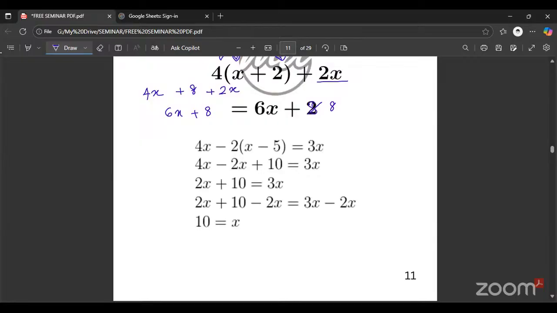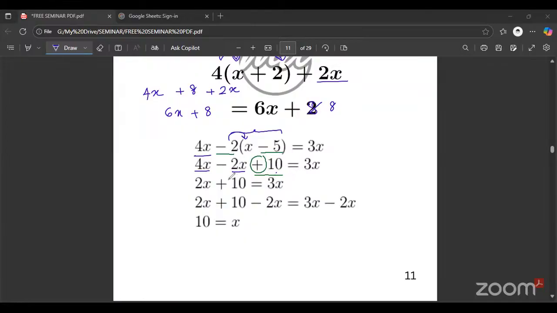Another example here is 4x, which is 4x without anything. But here we have an operation happening. 2 into x is 2x. 2 into 5 is 10. Okay, doubts may arise: why is it a plus 10 here? Because it's minus 2 into minus 5. That's the reason it's a plus 10 here.